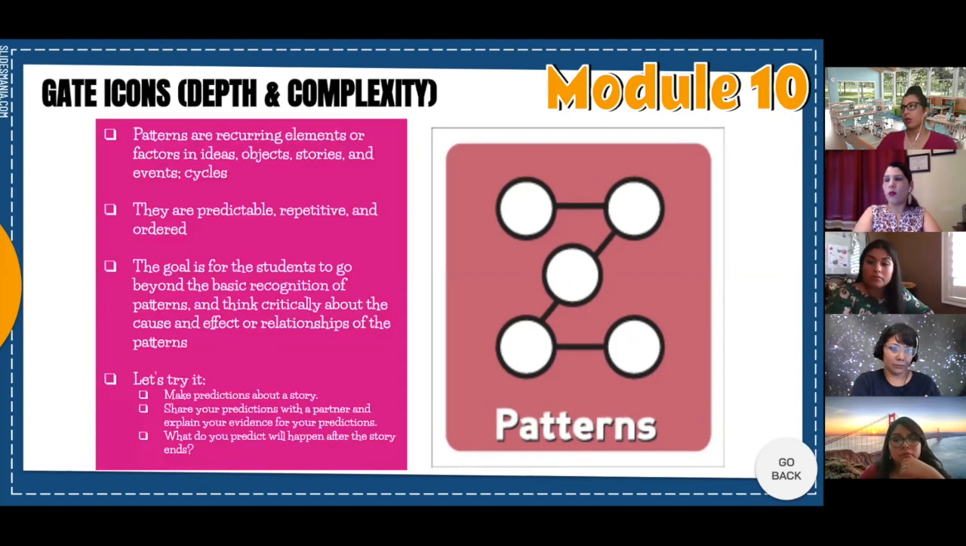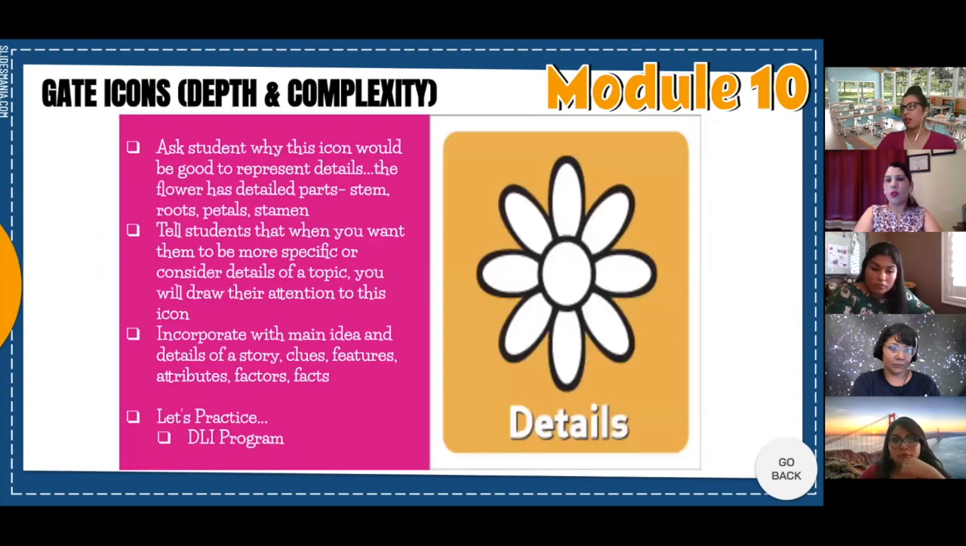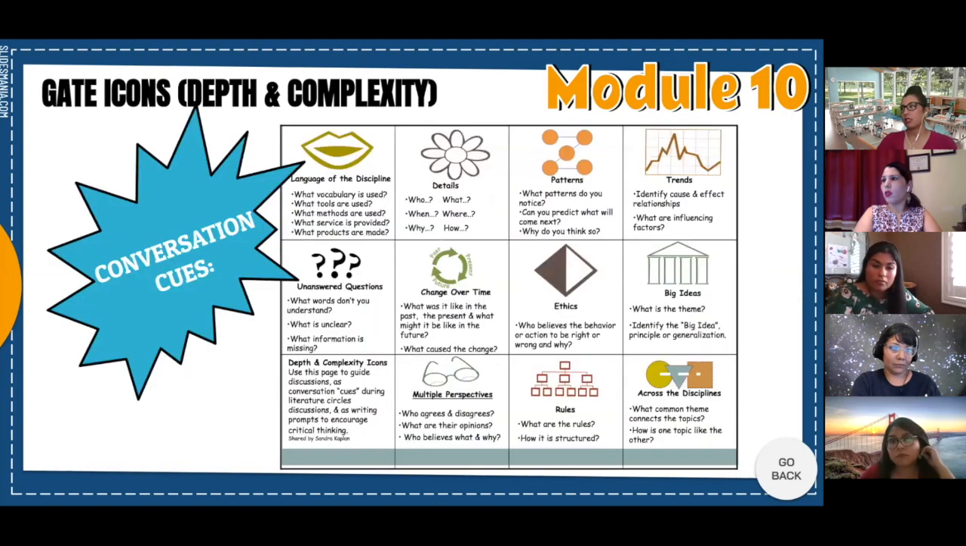Do you have any questions on the big idea or patterns? I've talked about these four: the language of the discipline with the lips, the details with the flower, the patterns, and which one? And then this one, the big ideas.